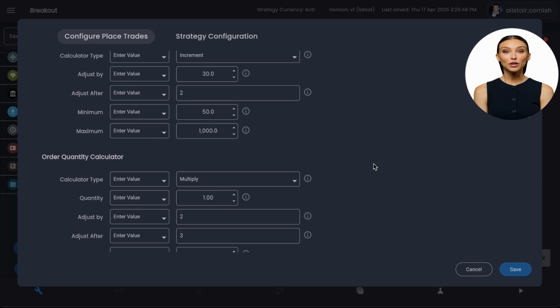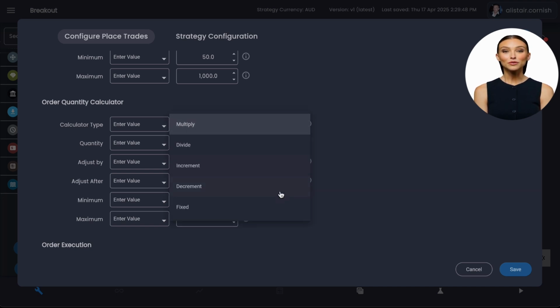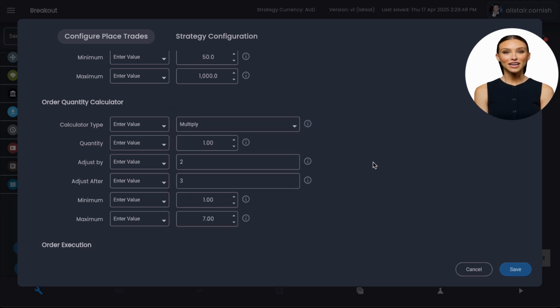Now that we have configured the order spacing, we can configure order quantity to also dynamically scale for each order using the order quantity calculator. This works in a similar way by calculating the quantity for each order we want to place. In our example, we start by entering the quantity to be 1 lot for the first order placed. We then configure the calculator to use the multiply option, then by entering the adjust by and adjust after fields, we can configure the quantity required to be multiplied by 2 after every 3 orders. Finally, we set the minimum to 1 lot and the maximum to 7 lots.